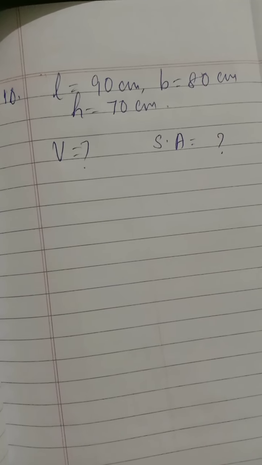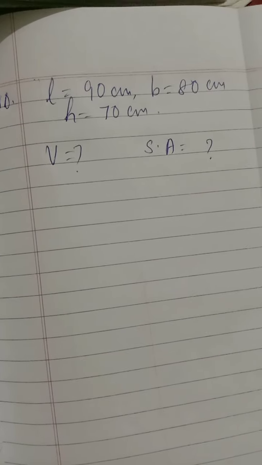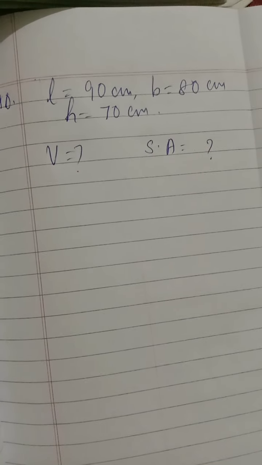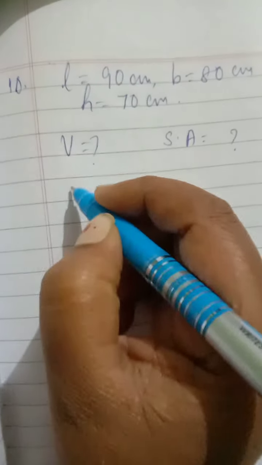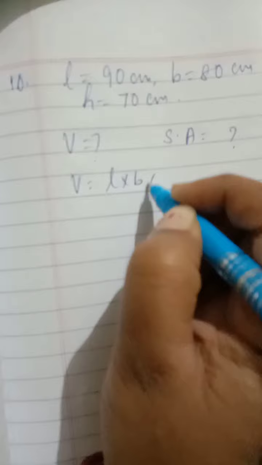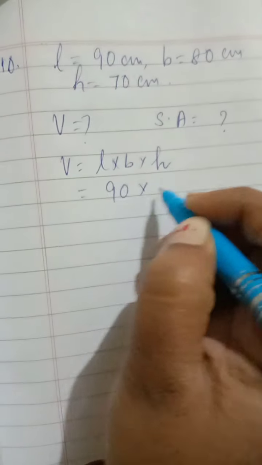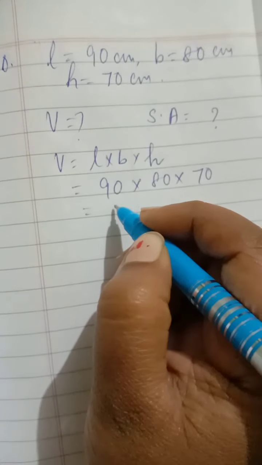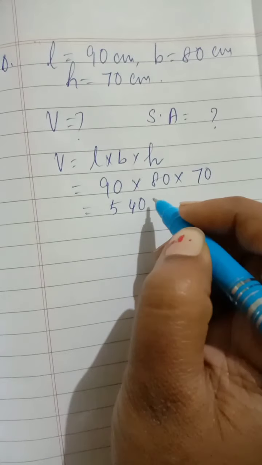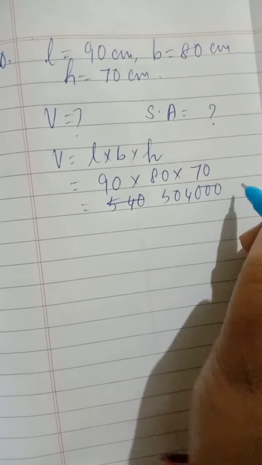Area of tin foil needed to line its inner surface means the tin foiling has to be done inside the box. So we have to find out its total surface area. Now the volume formula we know: length into breadth into height. So 90 into 80 into 70. If it is multiplied, we'll get 504000 centimeter cube.